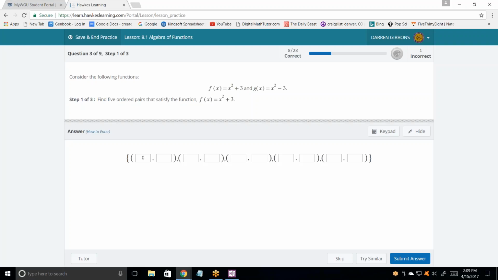So I'm going to do 0, 3. I'm going to do 1, 4. What the heck? I'm just going to make it simple. 2, 7, 3, 12. And the last one I'll make 4, which is 16 plus 3, 19.